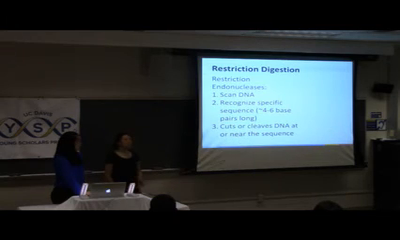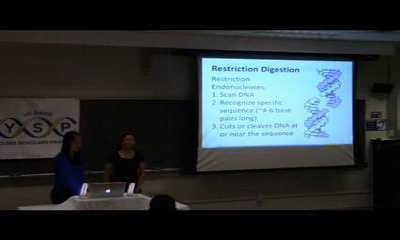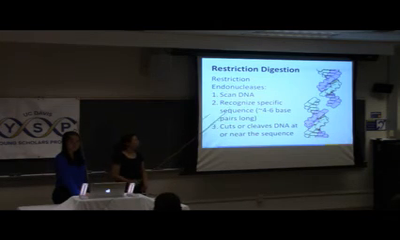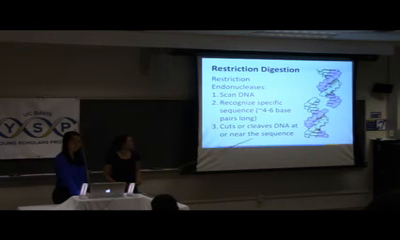So now that I had my amplified PCR product, I was ready to perform restriction digestion. Restriction digestion is essentially cutting up DNA molecules into smaller pieces based on specific sequences. They do that through restriction endonucleases. The way that restriction endonucleases work is they scan the DNA, then they recognize the specific sequence, and once they recognize it, they will cut or cleave that DNA at that specific spot.